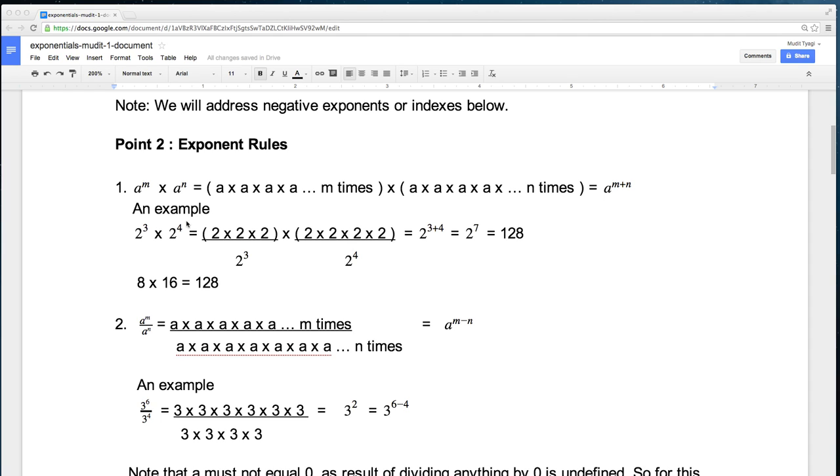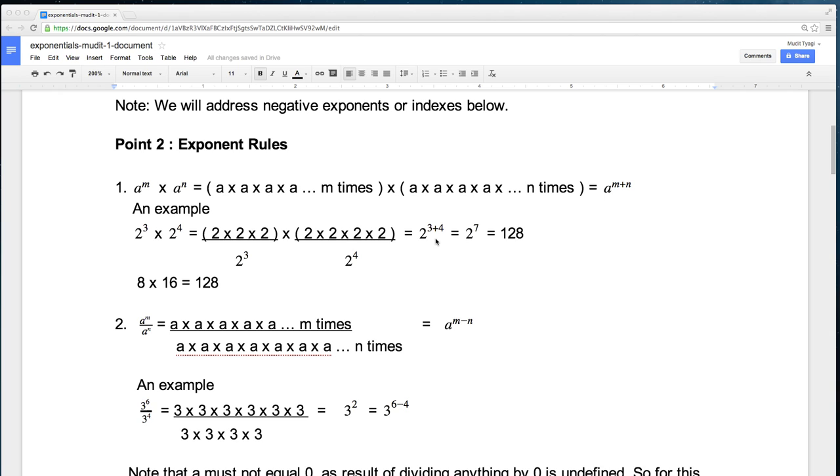And to make it clear, let's take a look at an example. So you've got 2 to the 3 times 2 to the 4. So 2 to the 3 means you have 2 times 2 times 2. You multiply 2 by itself 3 times. And 2 to the 4 means 2 times 2 times 2 times 2. You multiply 2 by itself 4 times. Now, if you take a look at how many 2 factors you've got in this product, let's count them up. 1, 2, 3, 4, 5, 6, 7.